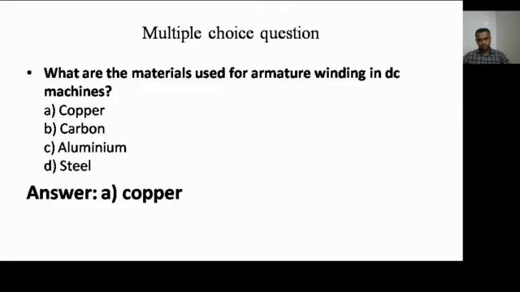Armature winding is the winding where the EMF gets induced, the actual EMF. Hence, we have to go for copper.